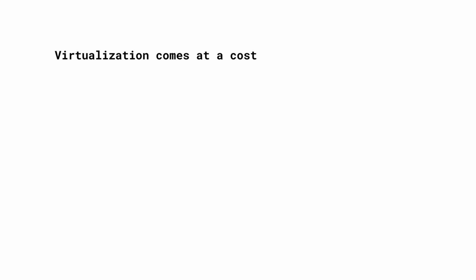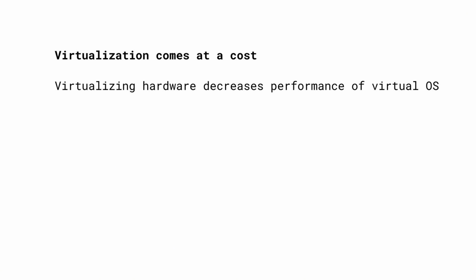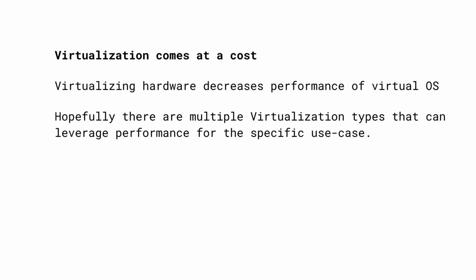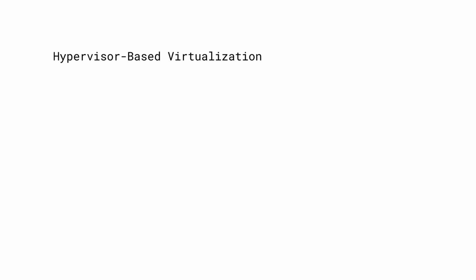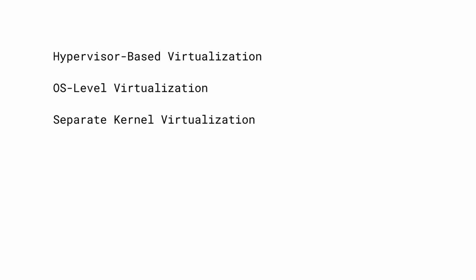However, virtualization comes at a cost. Virtualizing hardware decreases the performance of the virtual operating system. Hopefully, there are multiple virtualization types that can leverage performance for a specific use case. While we can't have a generic, unique solution that will be an all-purpose virtualization approach, we can find one approach among the different approaches that will let us have optimal performance for our use case. And there are the following virtualization types: hypervisor-based virtualization, OS-level virtualization, separate kernel virtualization, and emulation.